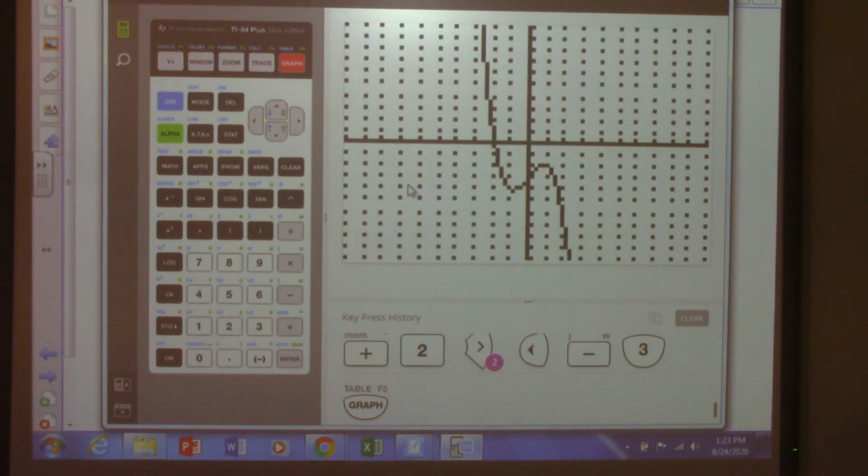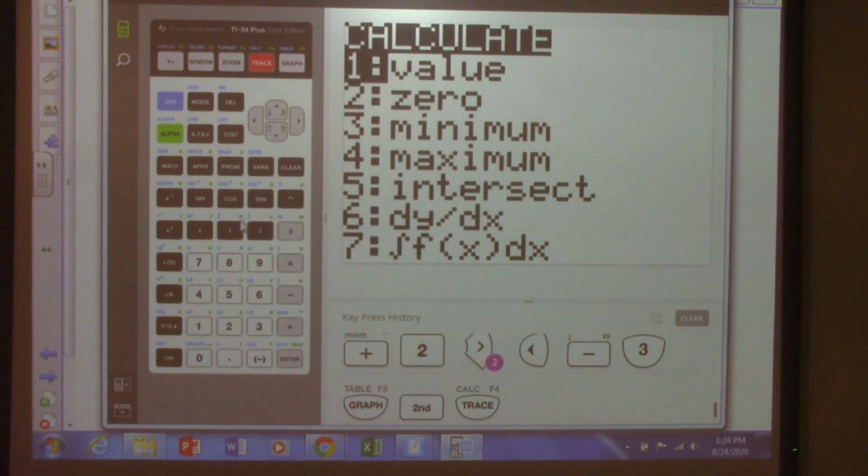Is there anybody who has trouble finding these minimums on the calculator and so forth? All right, good job. So anyway, second trace, minimum.